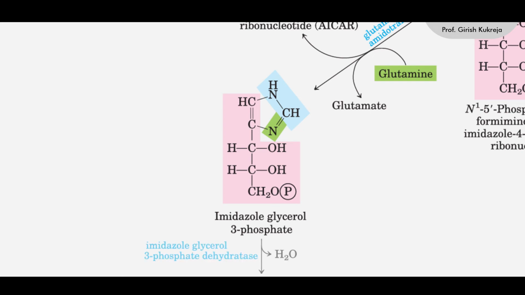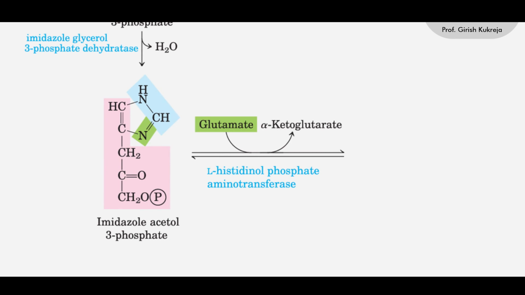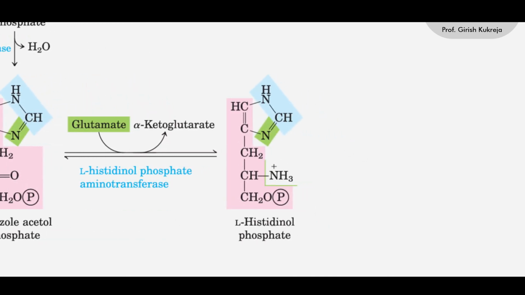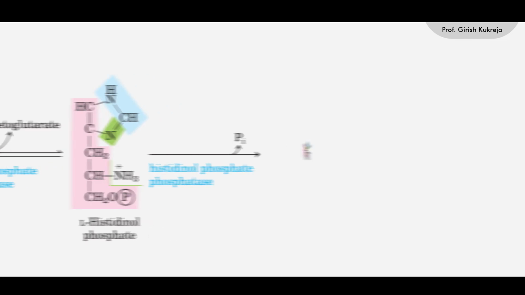In the next step, there is removal of water by imidazole glycerol 3-phosphate dehydratase, leading to the formation of imidazole acetol 3-phosphate. In the next step of amino group transfer, catalyzed by L-histidinol phosphate aminotransferase, glutamate is converted to alpha-ketoglutarate, forming L-histidinol phosphate.